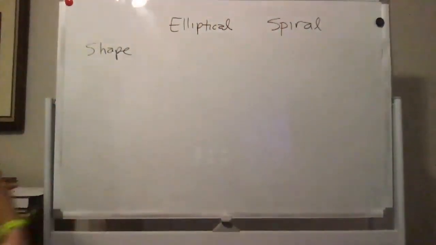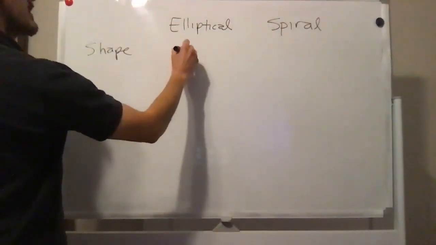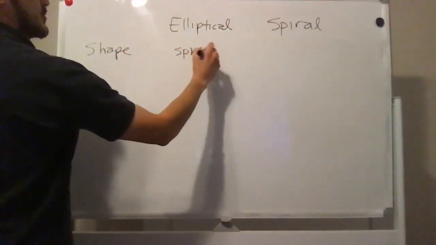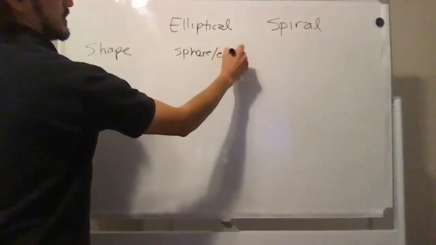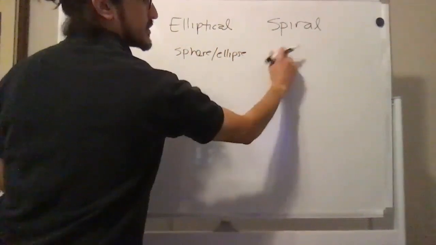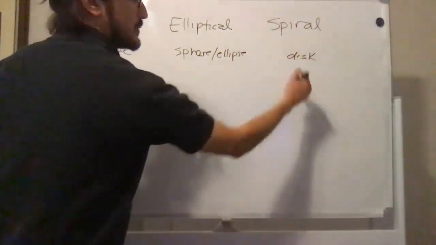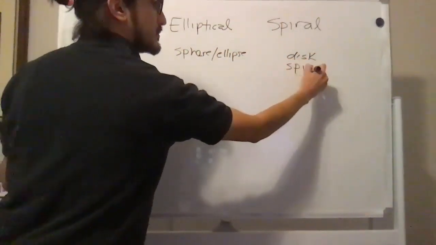So the shape, well, it's pretty self-evident. This is going to be a sphere or ellipse. This is going to be a disk, likely with spiral arms.